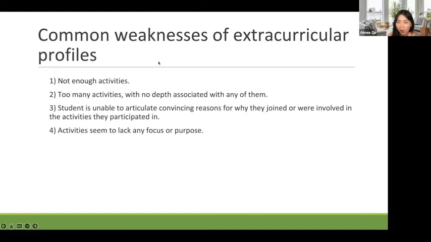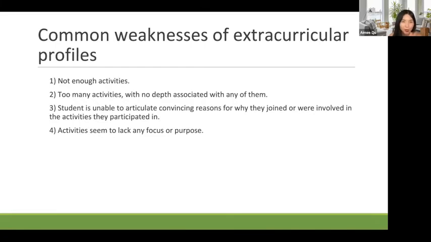Another one is just simply too many activities with no depth associated with any of them, right? It's like they did everything, but they were not good at anything. There's nothing outstanding. They didn't seem to be very invested in any of the activities they were a part of. They have 15 activities, but none of them are very impressive. I think someone said in the chat before, no tangible results, right? That's very true. Sometimes there's just no tangible results. Or it just seems like they weren't particularly an actual part in any of these activities. It's just there, but you have no idea what they did in these activities.